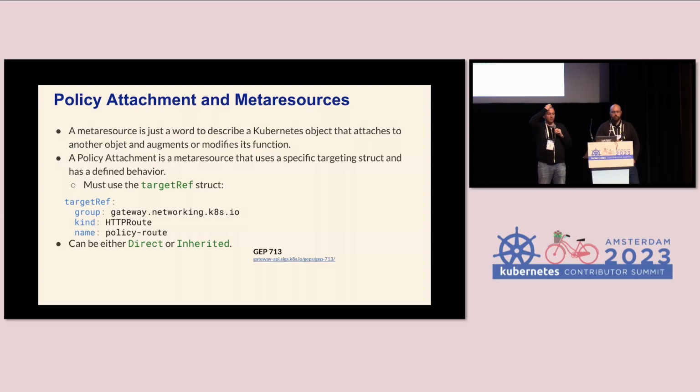So one of the things I wanted to do there was to come up with a word that describes what policy attachment does, and that's meta-resource. A meta-resource is just any object that attaches to another object and modifies its function. So it's like a decorator for a function. A meta-resource alters the functioning of another Kubernetes resource. A policy attachment is a meta-resource that uses a specific targeting struct and targets another resource and changes its behavior somehow. The target ref struct is the one that we define in Gateway API.